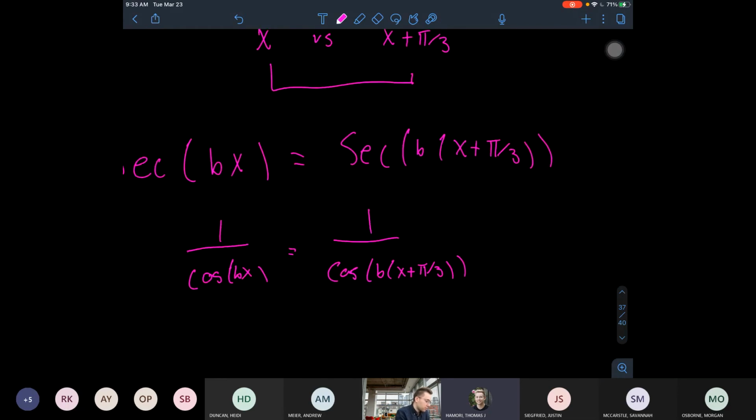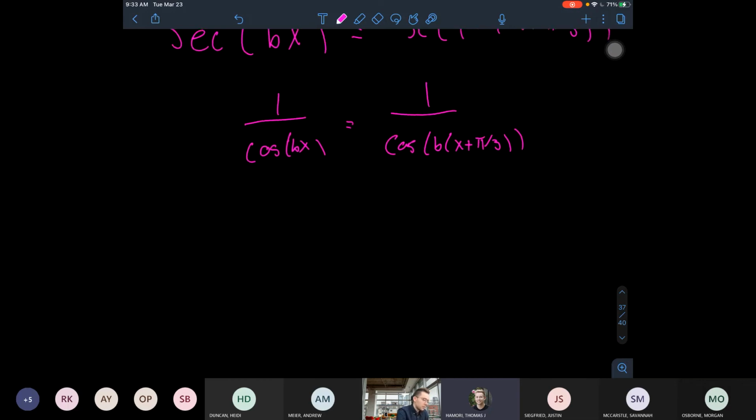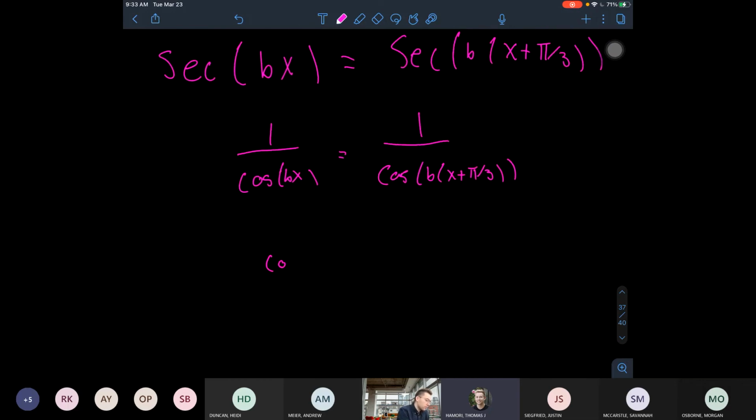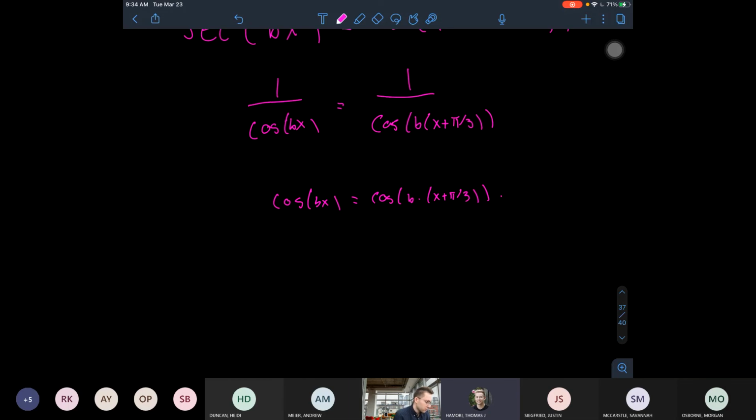Okay, and I have two fractions here with different denominators, but same numerators. So I know that this equality will only hold if the denominators are equal to one another. So I can write cosine of bx is just equal to cosine of b times x plus pi over 3. And I want this statement to be true.